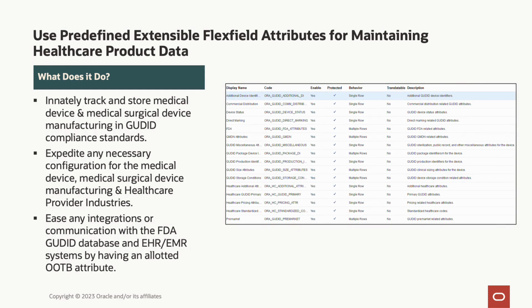This feature provides the ability to store healthcare product attribute data using predefined extensible FlexField attributes. This feature will ensure that healthcare product data can be maintained and communicated across systems with agility, speed, and accuracy, with integrations and publications to your downstream systems.